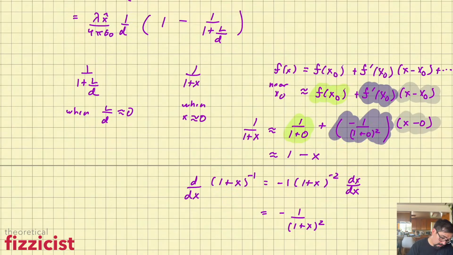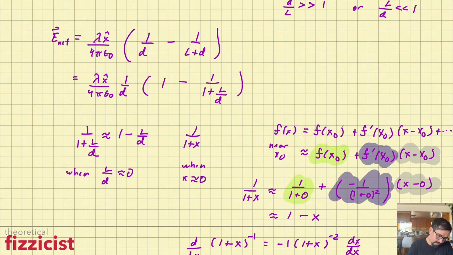So now we can go ahead and apply that approximation over here. And so we can write this thing as 1 minus L over D. And as long as D is much, much larger than L, then we can rest assured that this answer should be at most within a few percentage points of the actual answer.